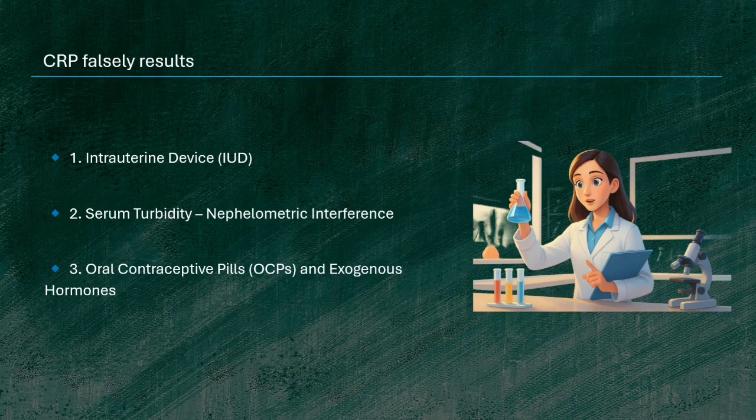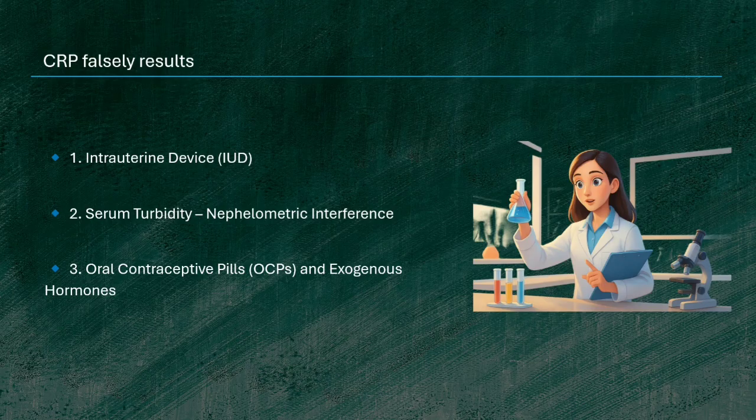Severe turbidity due to lipemia, hemolysis, or particulate matter can scatter light non-specifically, leading to false elevations or assay failure. Best practice? Ensure serum is clear and properly centrifuged. Reject samples with visible turbidity. Lab tip: use blank correction and quality control samples to detect turbidity-related anomalies.